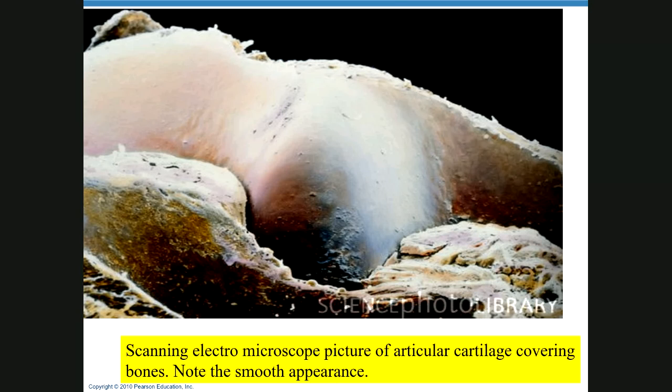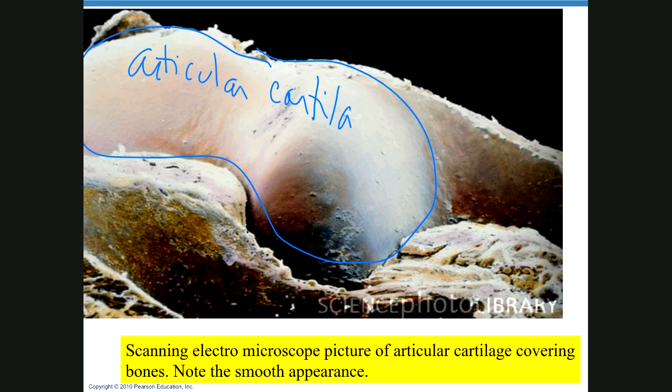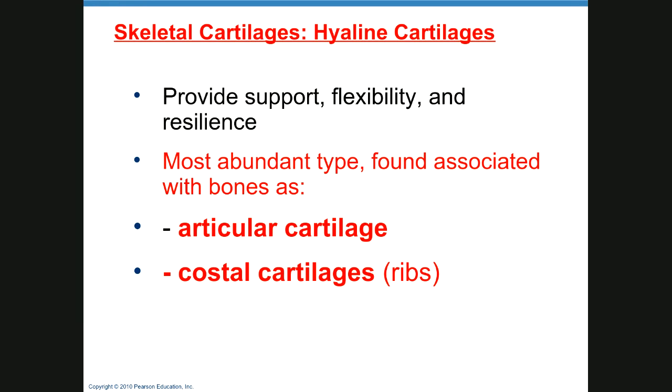And this picture right here is a great picture of hyaline cartilage at the end of a long bone. So this white surface right here is called articular cartilage. Articular cartilage is found at the end of long bones where the bone articulates with other bones. The tissue that makes articular cartilage is hyaline cartilage. So don't confuse them: the tissue makes up the structure. The structure is articular cartilage, the tissue is hyaline cartilage. Hyaline cartilage is also found at the end of ribs, where we call it costal cartilage.